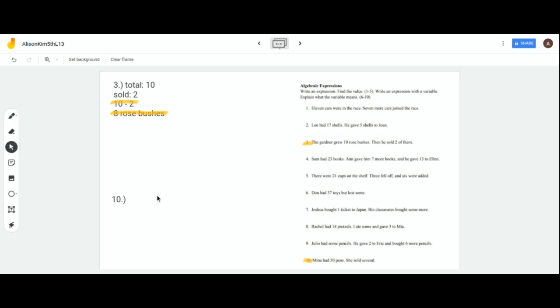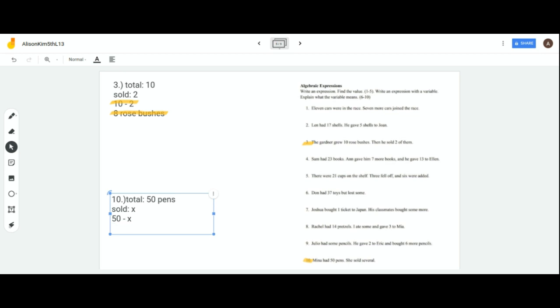Now let's move on to number 10. Number 10 says Mina has 50 pens. She sold several. So we know she has a total of 50 pens in the beginning, but we don't know how many she sold because the problem just says sold several. We don't know exactly how much, so we're just going to put X. And our expression would be 50 minus X.